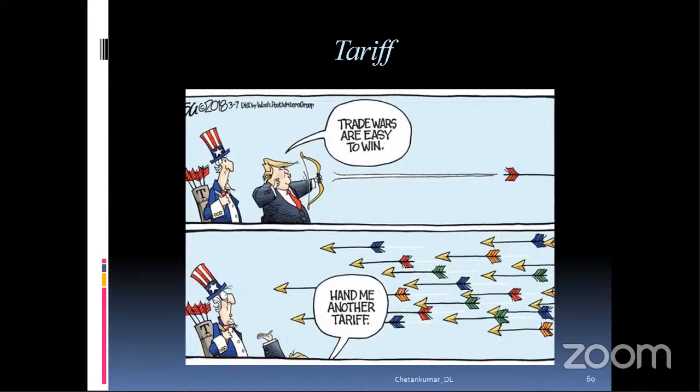Tariff, right? Your internet connection is unstable.